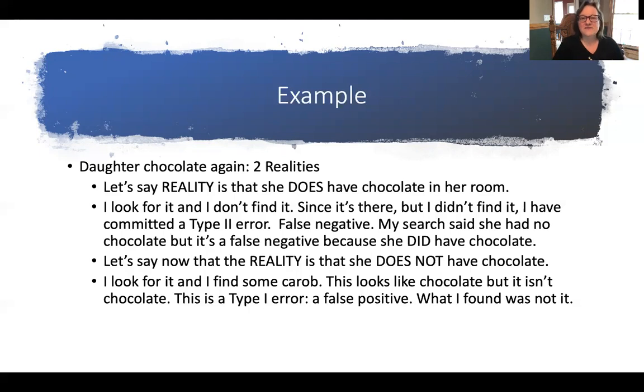But let's say I find something that looks like chocolate. It looks like chocolate. It kind of smells like chocolate. It might taste a little bit like chocolate. It's carob. Okay, so I look in my daughter's room for chocolate. What I do find is carob, and I mistakenly say, yes, I found chocolate. That's probably before I really tasted it, right? But I look at it and I'm like, oh my gosh, see, there's chocolate. But it isn't chocolate. That's not true. And so that's a type 1 error. This is a false positive. So a false positive is a type 1 error. A false negative is a type 2 error.